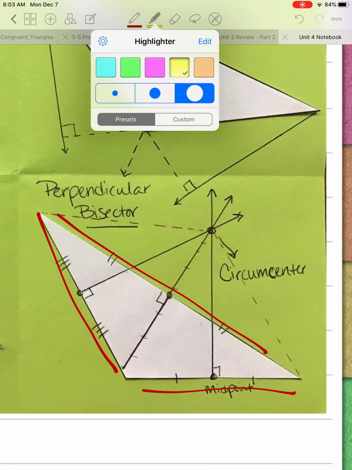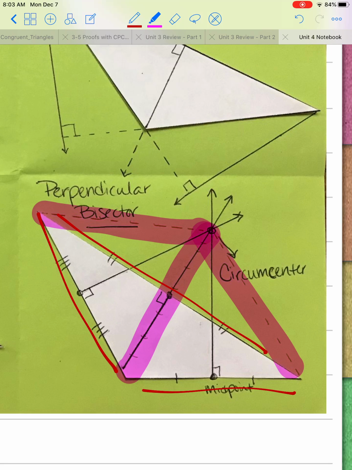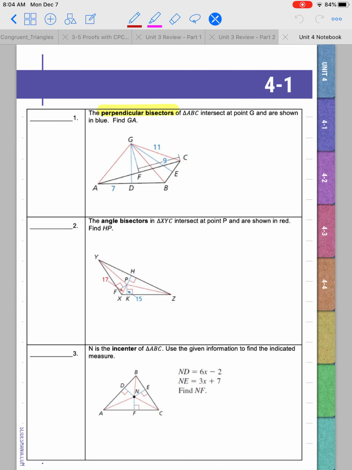We know that every distance from the vertex, so I'm going to highlight these for you in purple, the distance from the vertex to that circumcenter, all of these distances are the same. And so that's a big question that you're going to be asked quite a bit. So know that the distance from where they all meet to the vertices are the same.